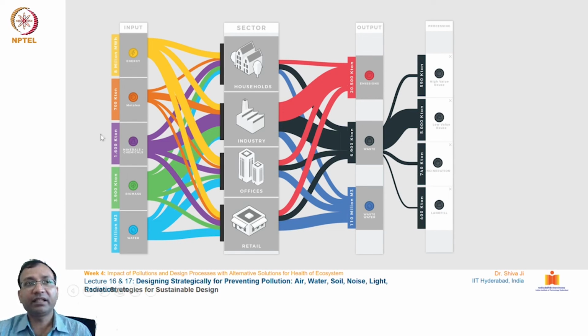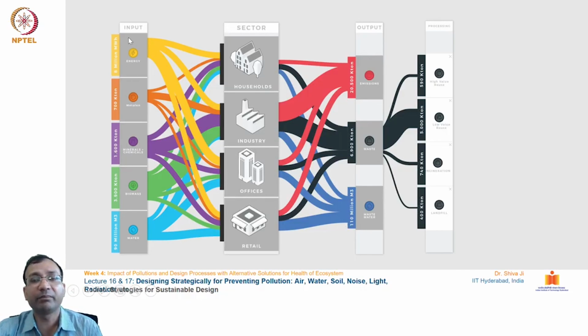In this slide we will see the amount of input in energy, input in metals, input in minerals and chemicals, in biomass and water, and how it is divided among these many sectors for their services. Then it goes into what kind of emissions, and what kind of processing is done with these.